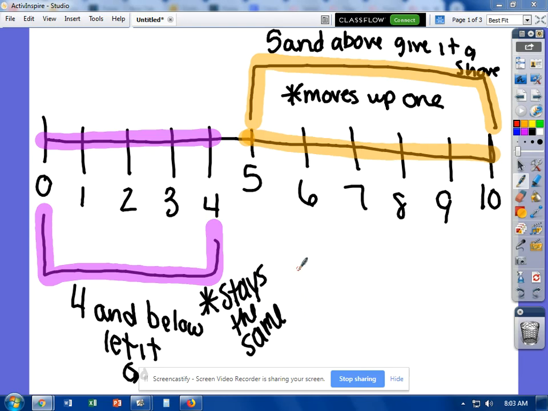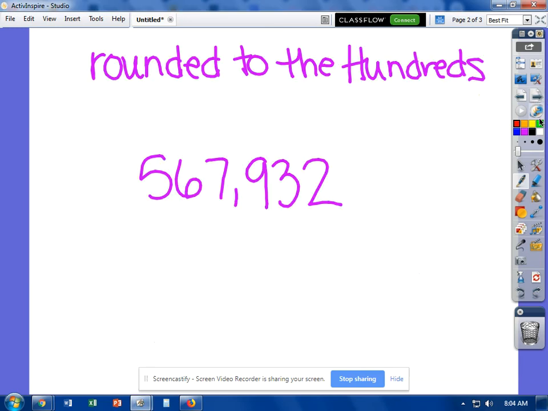Our underlined number is going to fall into two different categories. The first one is between 0 and 4, the 4 and below let it go category. If we have a number in that category, it tells the circled place value, you're good, stay the same. If our underlined number falls between 5 and 10, the 5 and above give it a shove category, it tells the circled number, hey, you have to get bigger. You have to grow. So let's go ahead and give it some examples.